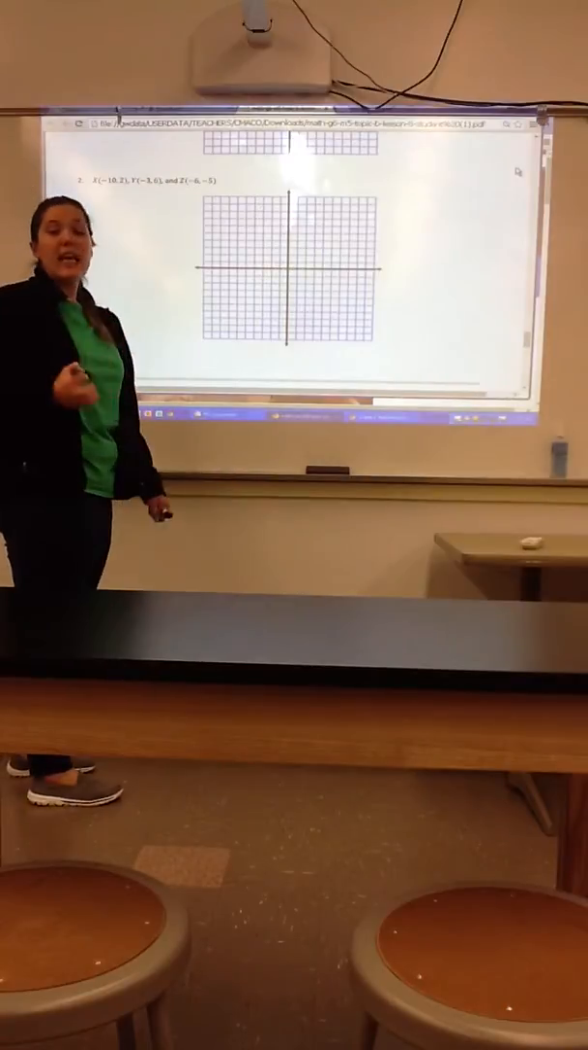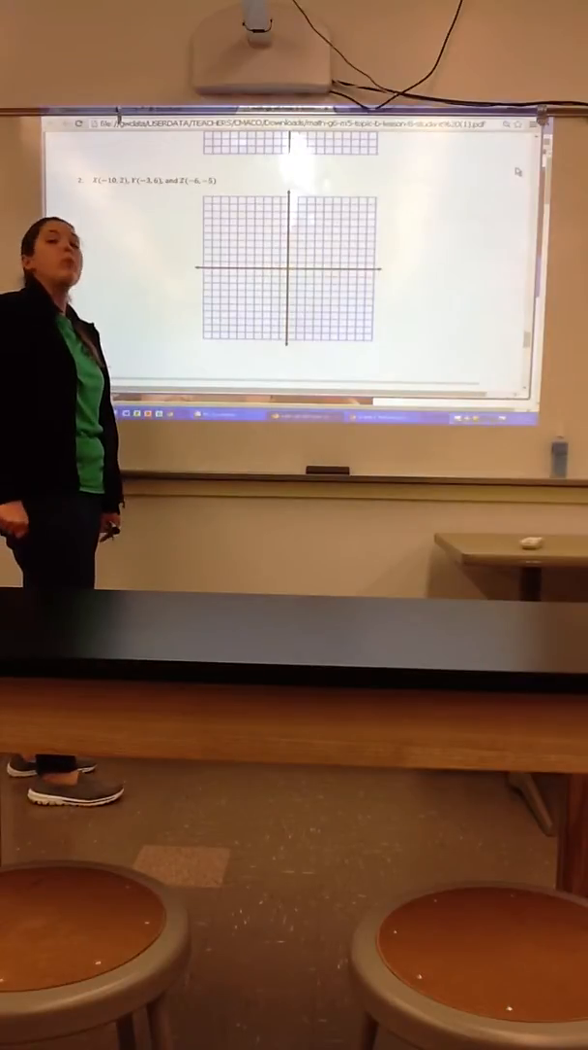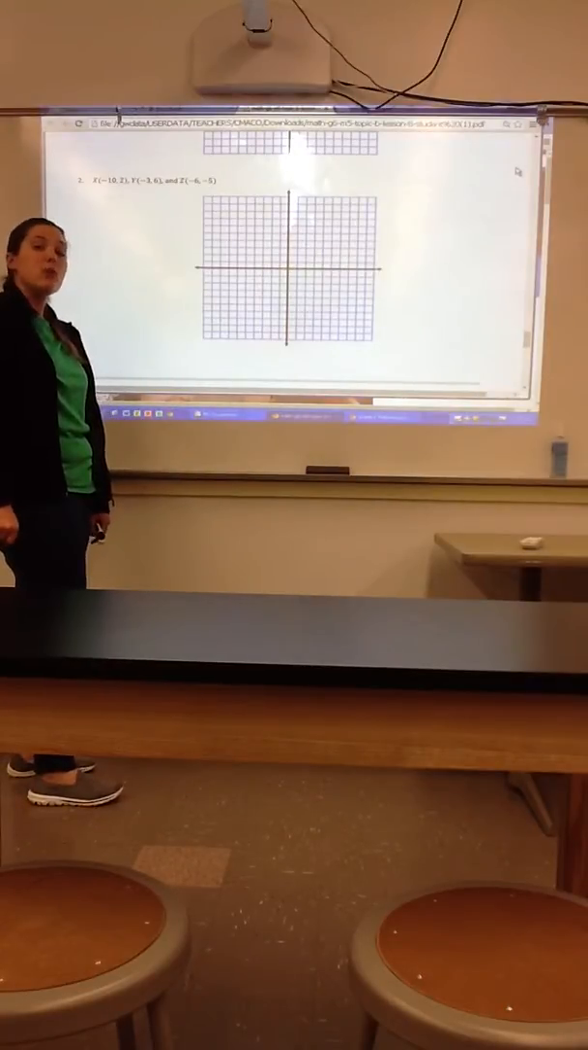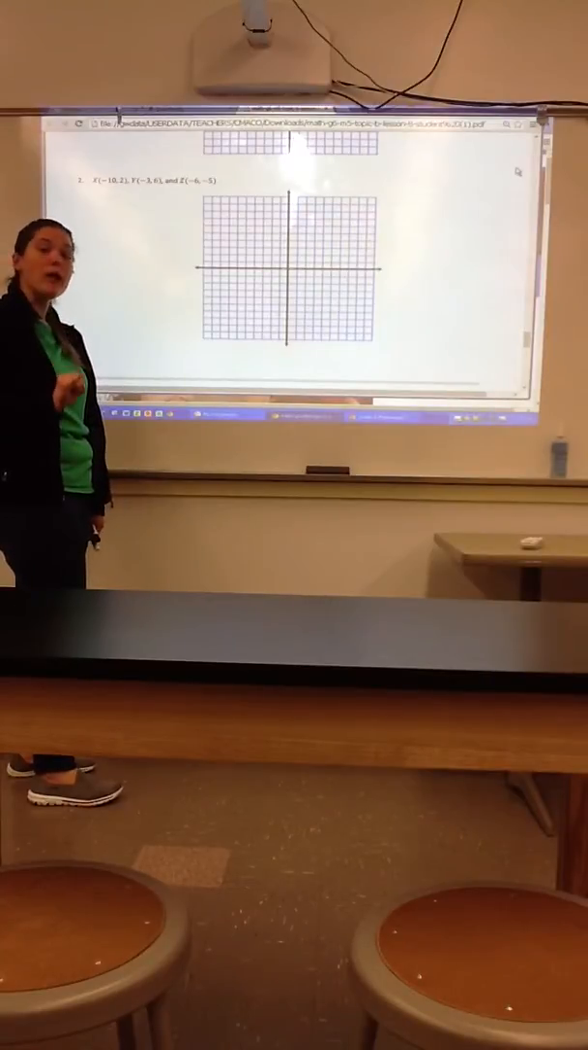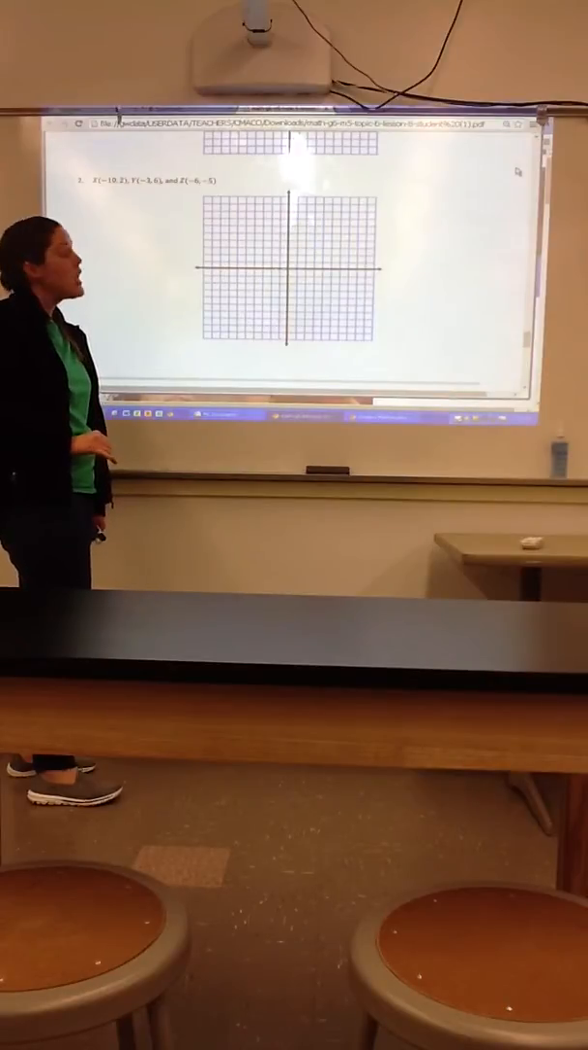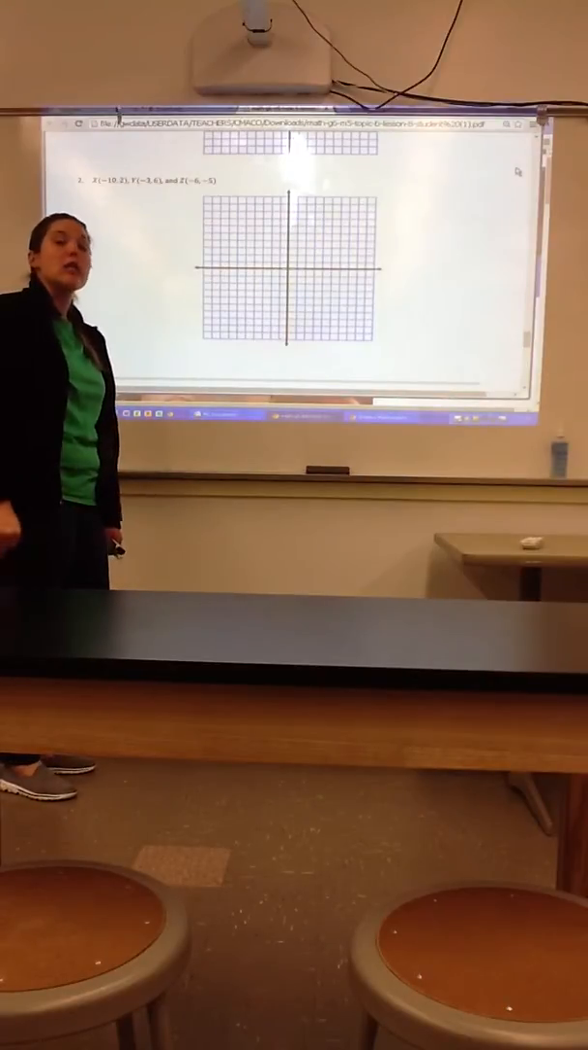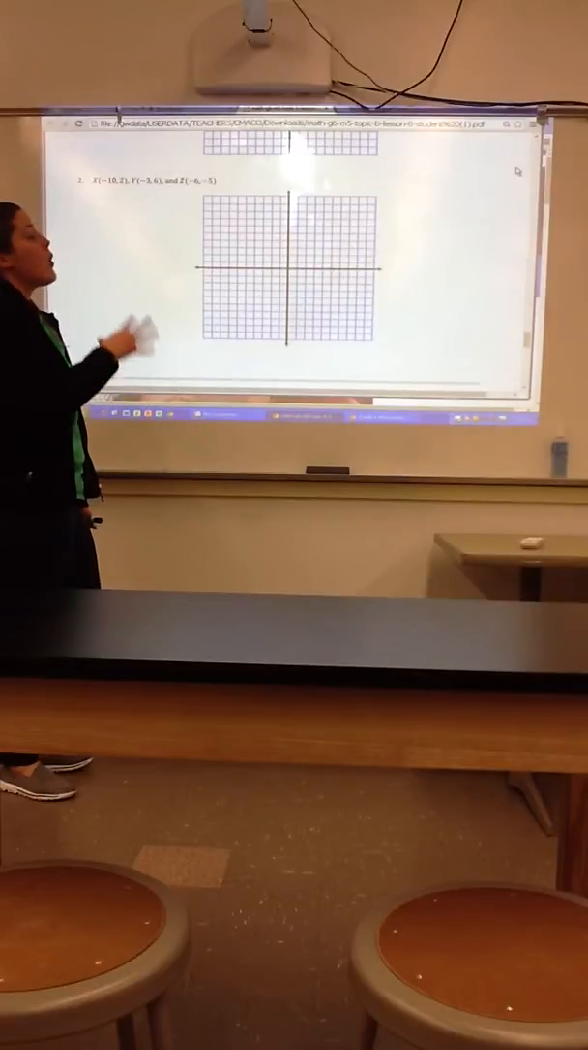This is EngageNY, Lesson 8, problem number 2. So once again, we want to do the same thing that we did in number 1. We want to plot our points, find the total area of our shape, and write an expression that shows what we did here.